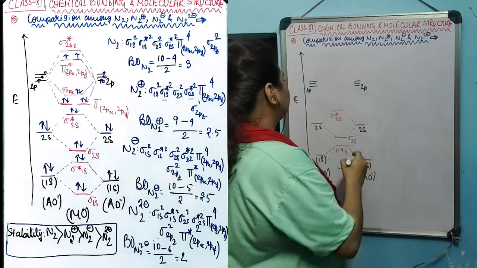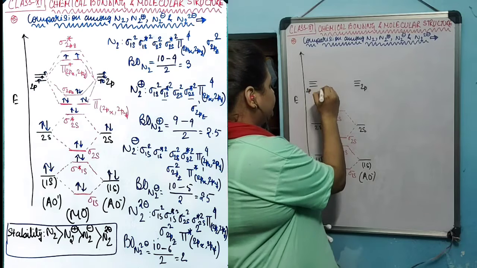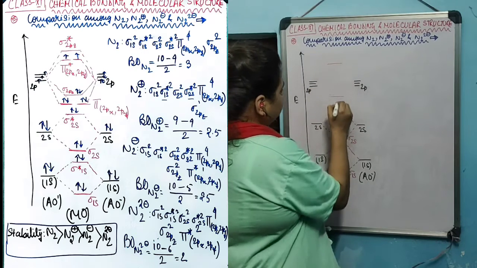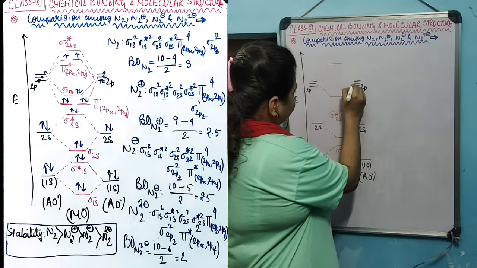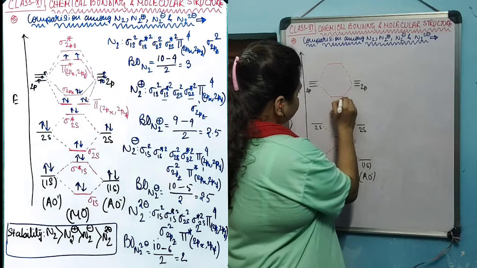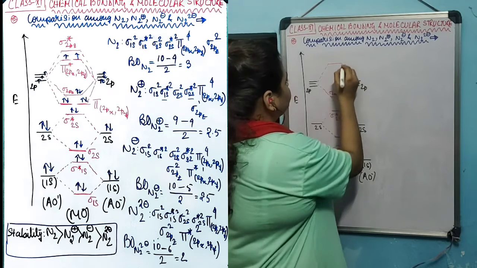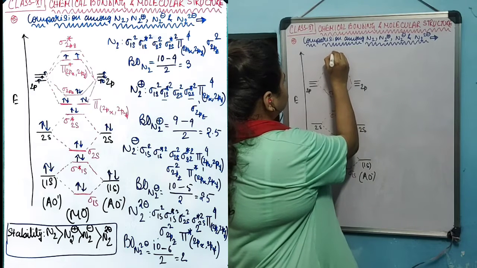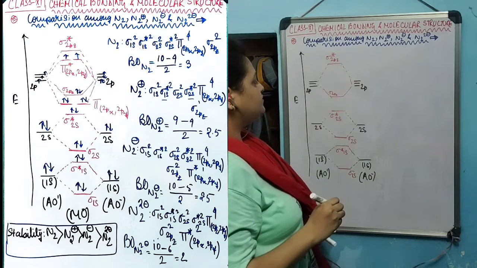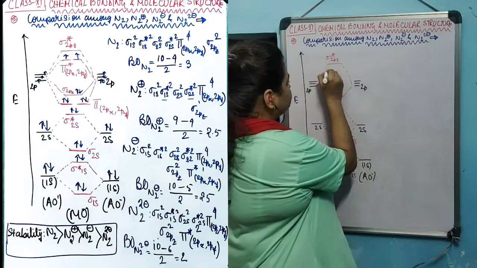In a similar way, one 2pz will combine with another 2pz and create sigma antibonding and sigma bonding 2p orbitals. This is sigma 2pz and this is sigma star 2pz. The remaining 2px and 2py will combine and create the pi molecular orbitals.